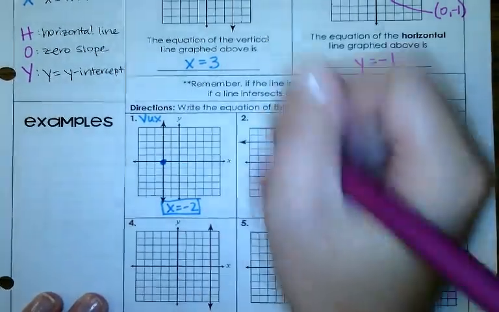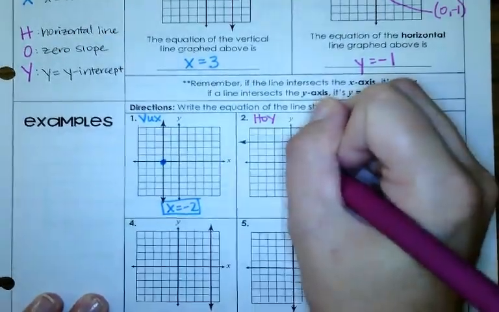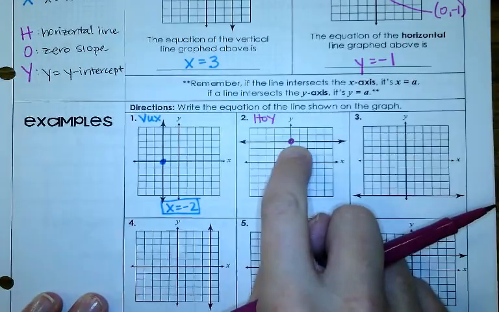What is my value for my Y-intercept? 3. So it's just Y equals 3. That's it, y'all.